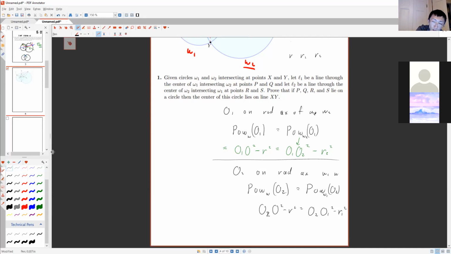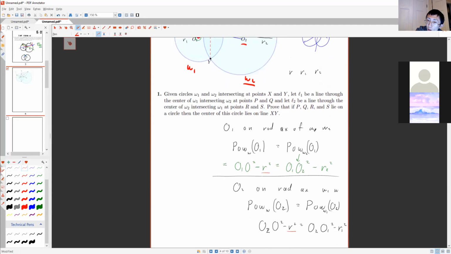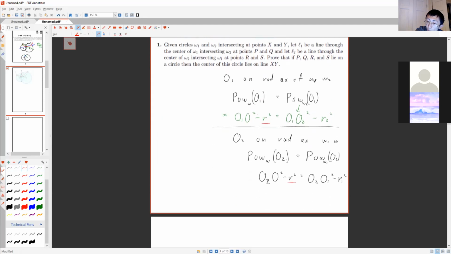Subtract? Yeah, let's try subtracting. They both have an R squared, so maybe we want to cancel that out, right? Remember, we wanted to prove that O, the center of the third circle, omega, lies on the radical axis of the first two, right? So we want to eliminate all information about O and only get information about O1 and omega 1 and omega 2, the first two circles.